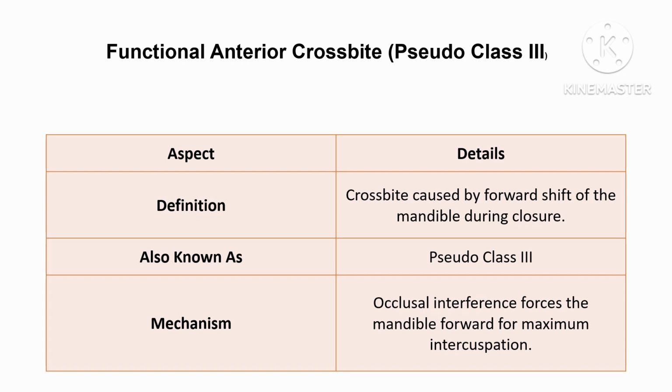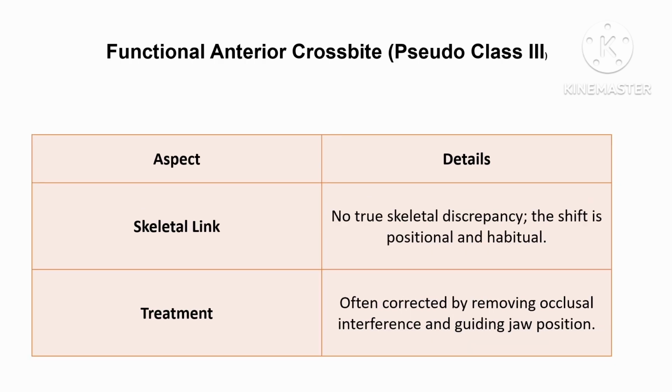The functional anterior crossbite is caused by occlusal interferences that force the mandible to shift forward during closure. Though it mimics skeletal class 3, the jaw bases are usually normal and the crossbite can be reversed by guiding the mandible into centric relation. Functional class 3 is also known as pseudo class 3 malocclusion. It is typically seen in early mixed dentition and should be treated early to prevent skeletal adaptation.